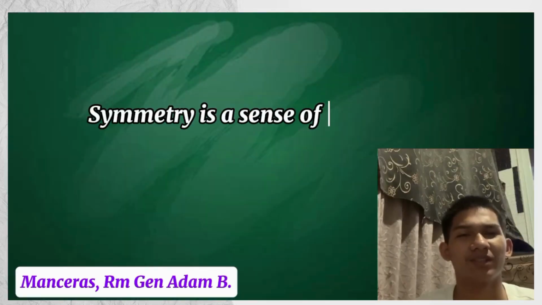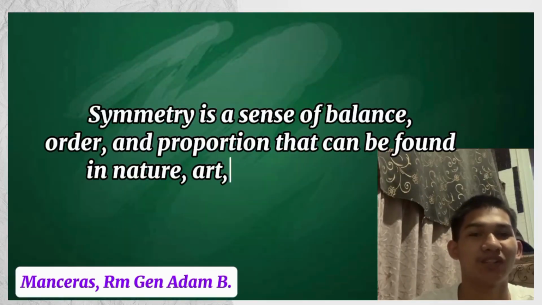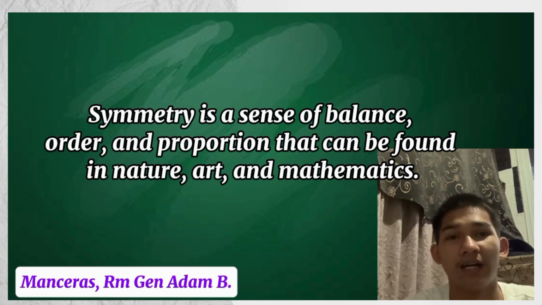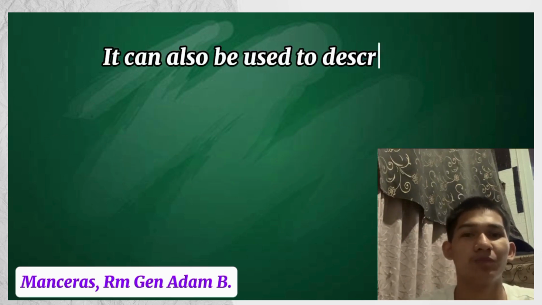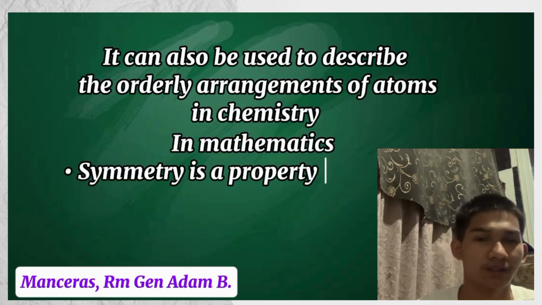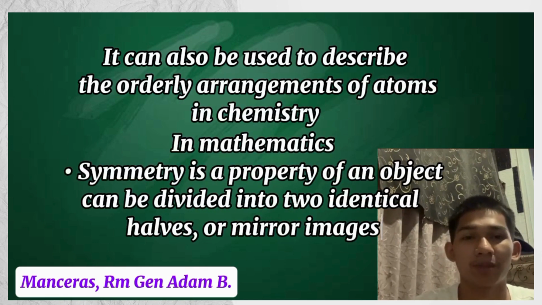In my example, symmetry is a sense of balance, order, or proportion that can be found in nature, art, and math. It can also be used to describe the orderly arrangements of atoms in chemistry. In math, symmetry is a property of an object that can be divided into identical halves or a mirror image.